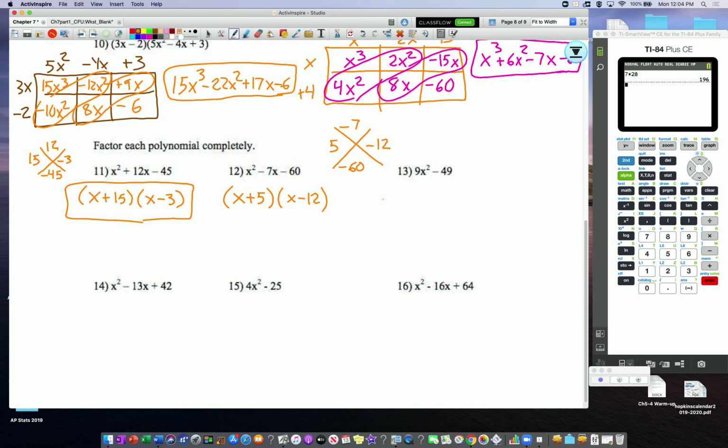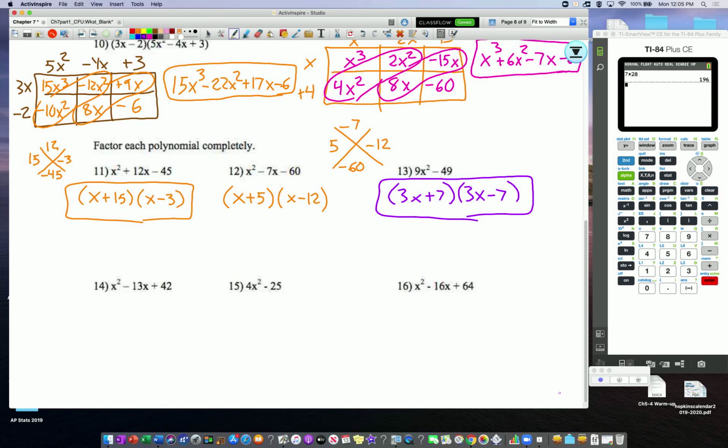So I'd be like on 1 and 60, 2 and 30, 3 and 20, 6 and 10, until you get to 5, and I skipped over it, 5 and 12. All right, next one. Difference of perfect squares. Notice how they're perfect squares. So I go 3x, 3x, square root of 49 is plus 7, minus 7, and I got that one done.